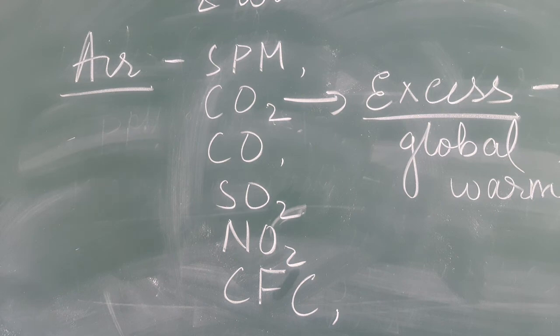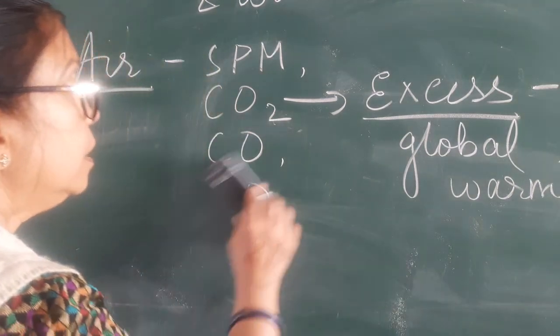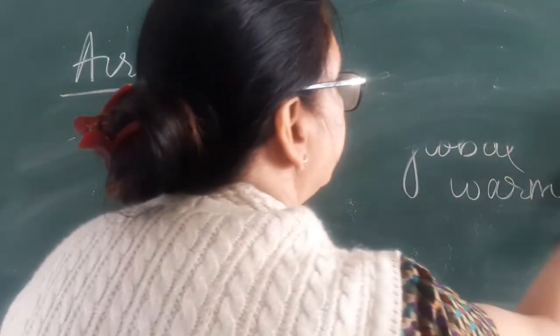Now children, how can we control this? Planting of trees, using smokeless stoves, using smokeless fuels, using catalytic converters in vehicles, and removing pollutants from factory gases before releasing them into the air. These are a few ways by which we can control air pollution.